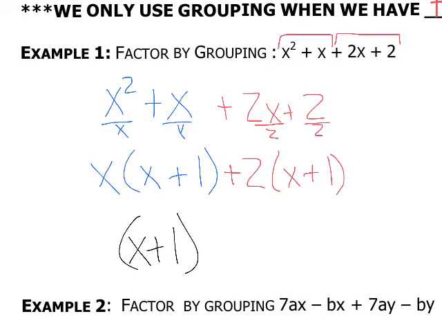If I take x plus 1 out of the first term, what am I left with? So if I take x plus 1 out of this term, I'm left with x. So it's going to go in my second set of parentheses. If I take x plus 1 out of the second term, what am I left with? 2. So plus 2. And there are my 2 sets of binomials.